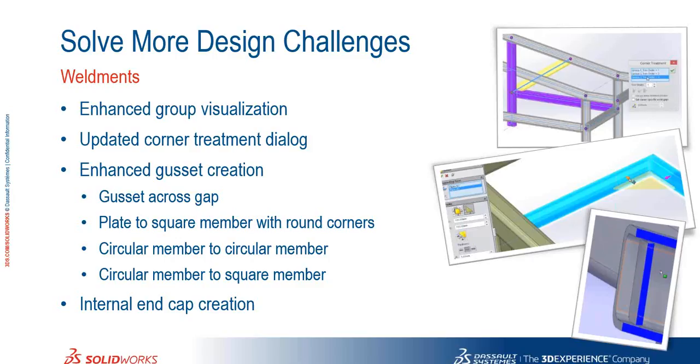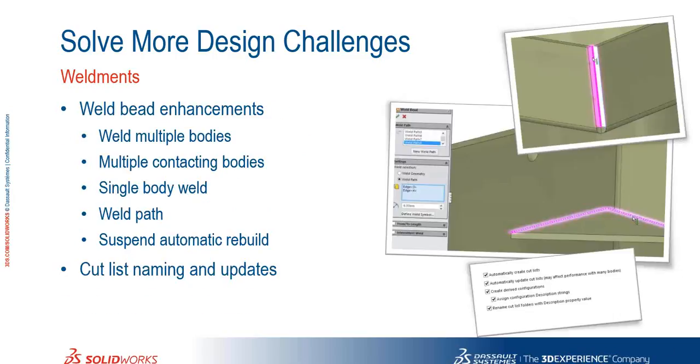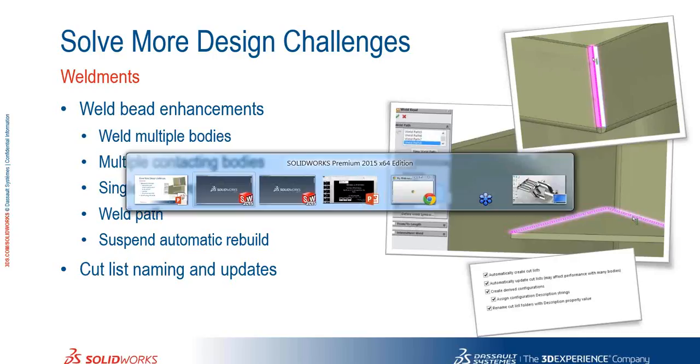And also you can provide gussets between circular members, and you can also provide gussets now between circular members and square members as well. And also in terms of weldments, we have a new enhancement in terms of weld beads. So you can provide weld beads in between multiple bodies. You can also create a single body weld, as well as create a new weld bead with respect to a single weld path also. So we'll just have a look at this.